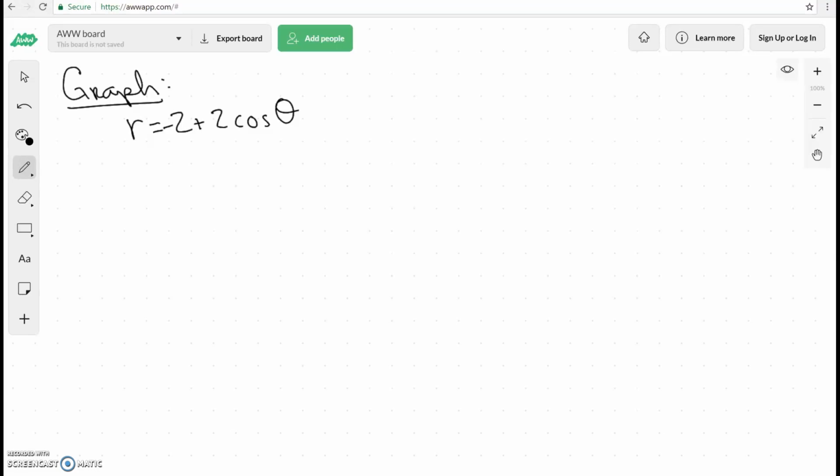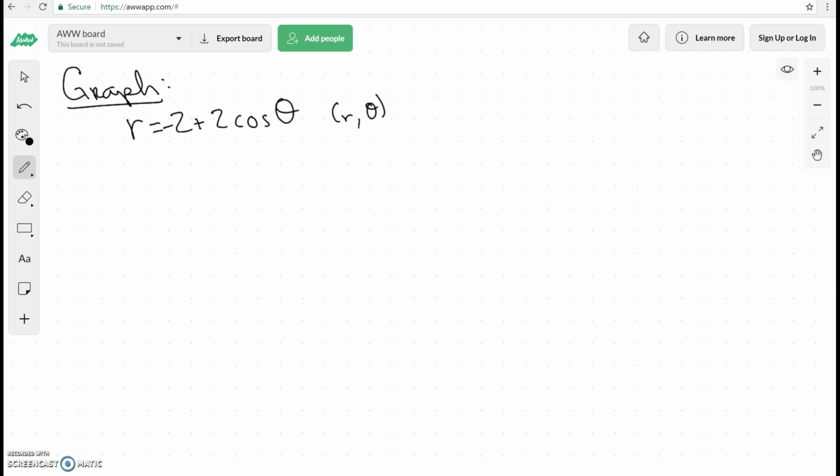Okay, in this video, we are going to graph r equals -2 plus 2 cosine theta. A couple things to look at here is that we are not in the xy plane anymore. Now we are in the polar plane because now we have r and then we also have theta. A couple things that you can do with this type of problem is first try to pretend that you are graphing this in the x and y plane.